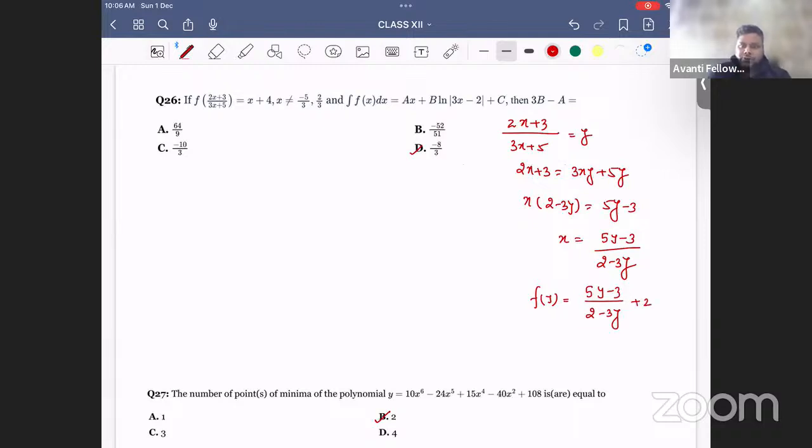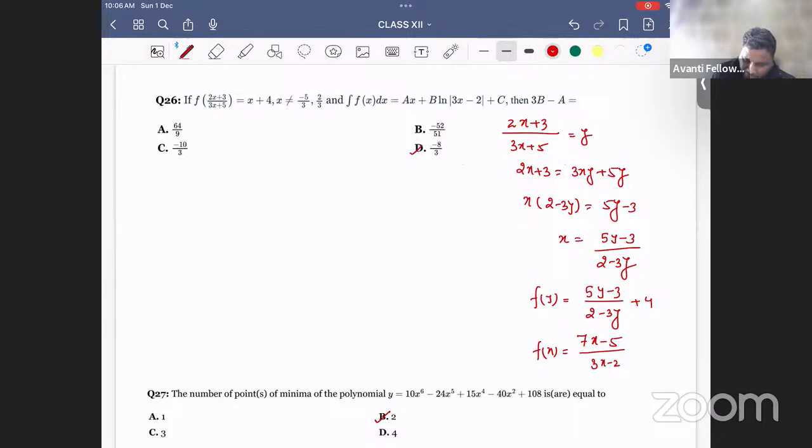So that is 5y minus 3 upon 2 minus 3y plus 4. Yes or no? So in that case, replacing y with x, your f of x will be 7x minus 5 upon 3x minus 2. Sorry, this is plus 4, not 2.